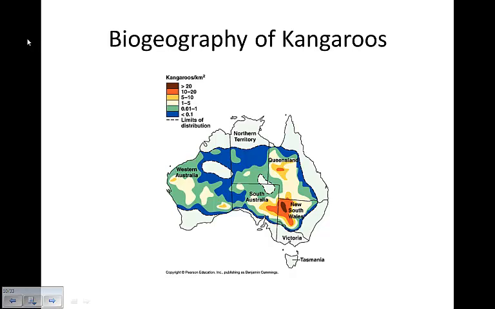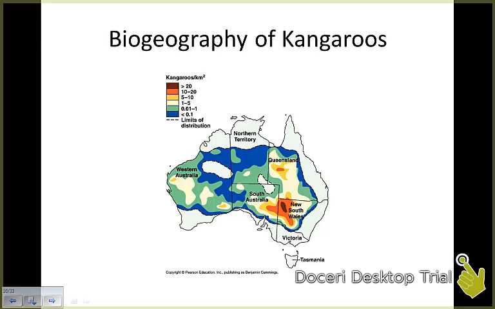So when we look here, and we're using this example, the biogeography of kangaroos, we can look at this chart right here and see, okay, if we want to see where there's greater than 20 kangaroos, like right here, then we're going to come right down here and we're going to see that in New South Wales, that's where we've got a great distribution of kangaroos.